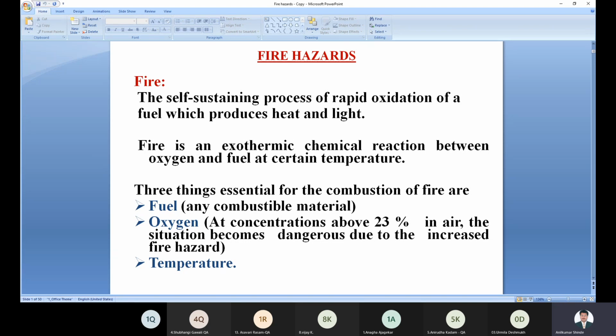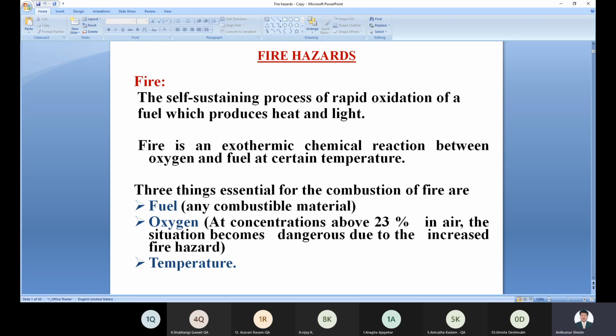For any fire, oxygen is required, and the more fire there is, the more oxygen it needs. So fire is an exothermic chemical reaction between oxygen and fuel at a certain temperature. These are the three things essential for combustion. The fuel may be combustible materials, and there is about 23% oxygen.